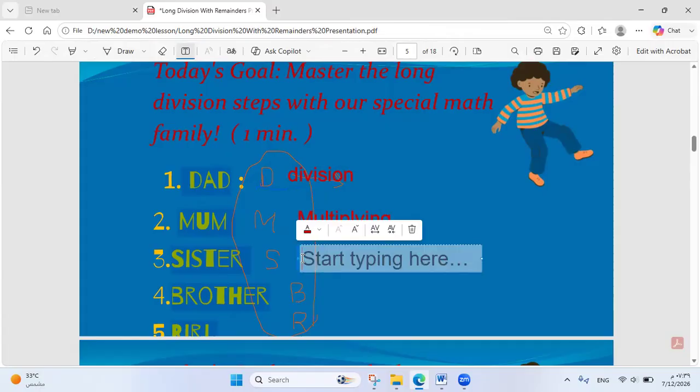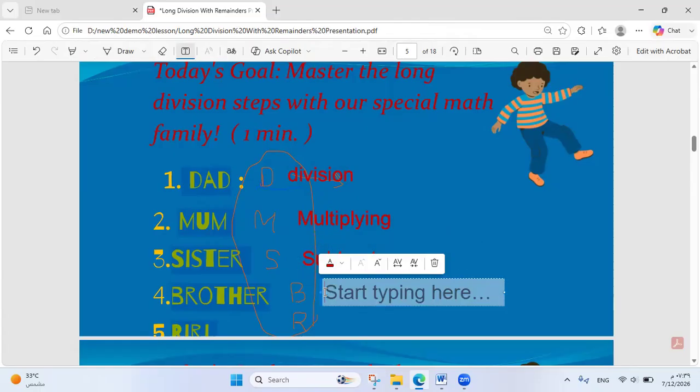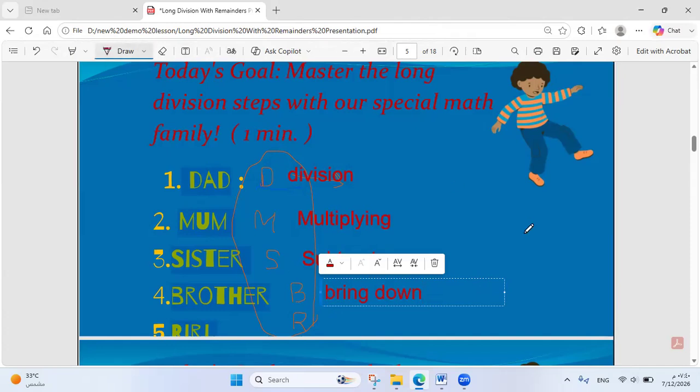And then, sister, S, we subtract. That is the next step. And then the next step, we bring down the next number after we subtract. We bring it down, and we will see how to bring down the number like this.